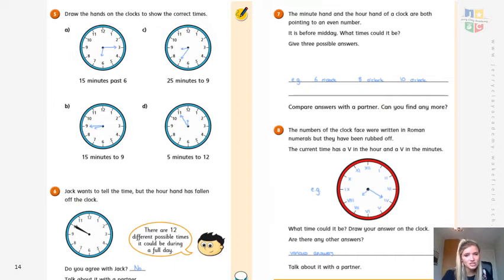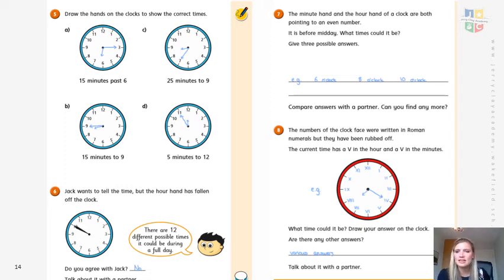For number 6, it says Jack wants to tell the time, but the hour hand has fallen off the clock. There are 12 possible times it could be during a day. Do you agree? Well, it could be more than 12, because how many hours are in a day? There are 24 hours in a day. So remember, yes, there are 12 hours on the clock, but there are also 24 hours in a day. If you said yes because there are 12 hours, you are right that there are 12 hours on this clock, but remember there are more than that many hours in a day. It says a full day, so that's 24 hours. So really there should be 24 solutions.